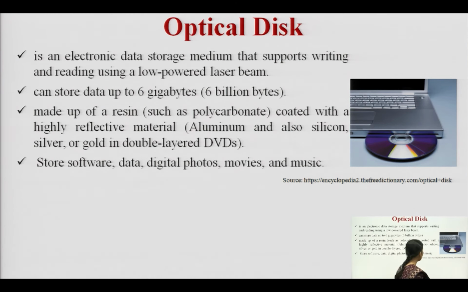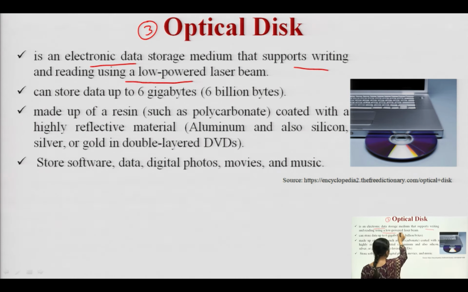Then the third device is our optical disc. An optical disc is an electronic data storage medium that supports both write and read operations using a low powered laser beam. Where that laser beam pinpoints, the operation will start from that location only. It can store up to 6 gigabytes, that is 6 billion bytes, on an optical disc.